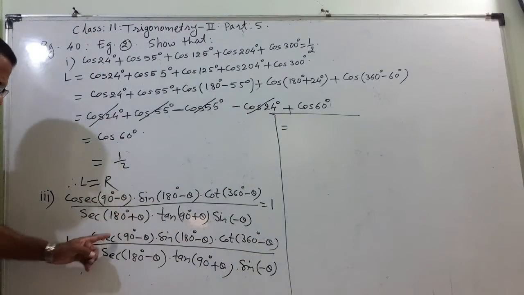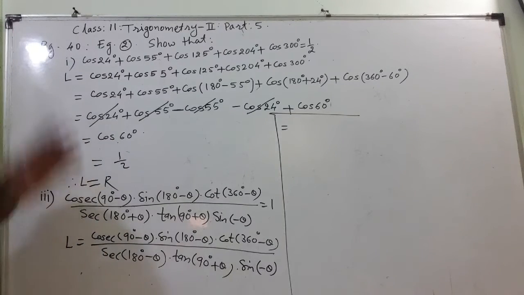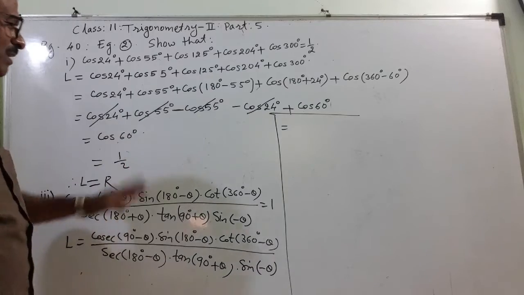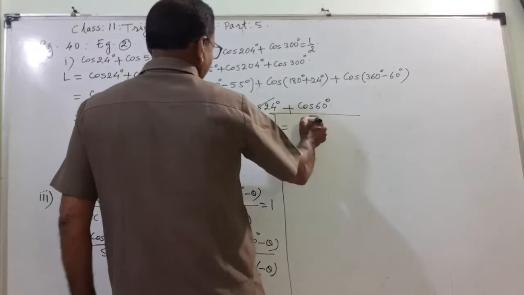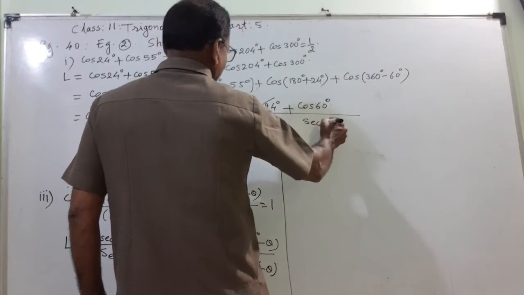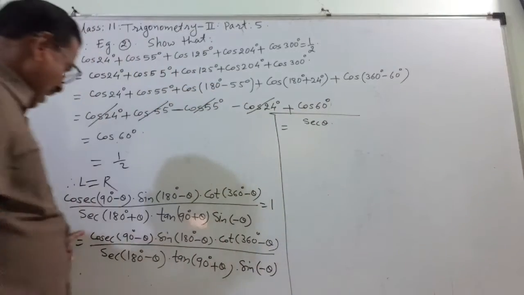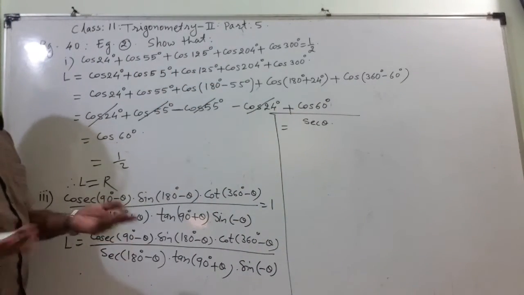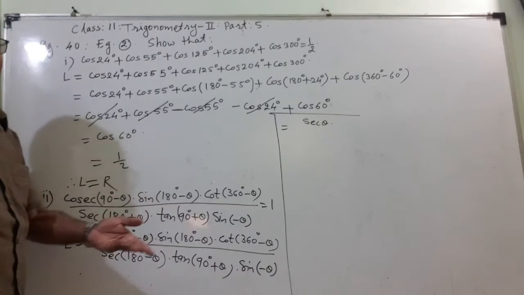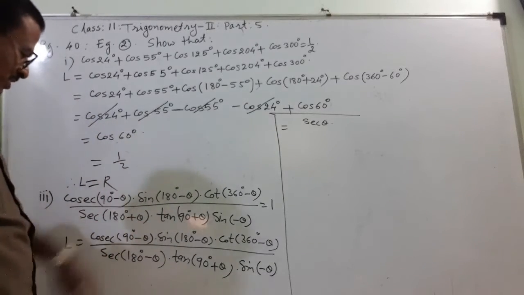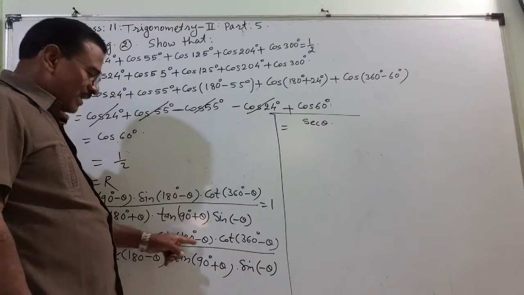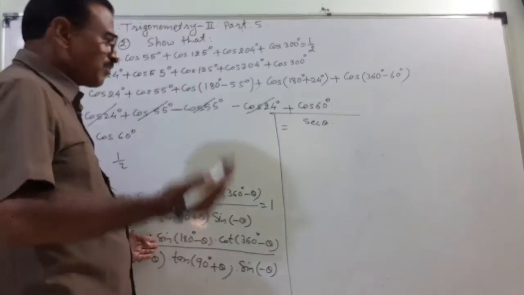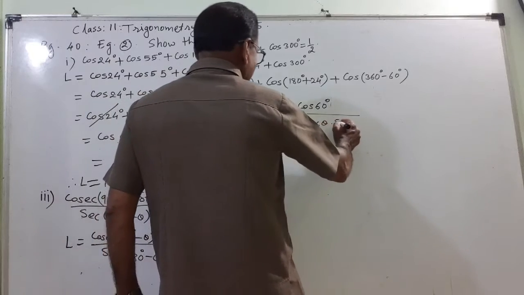now 90 plus or minus something, the ratio changes. Cosec will become sec theta. I am searching cosec. In which quadrant? In the first quadrant, so no question of plus or minus. 90 minus something will be the first quadrant. Finish. Sine of 180 minus theta: 180 minus something means second quadrant, sine is positive. So this is also sine theta.